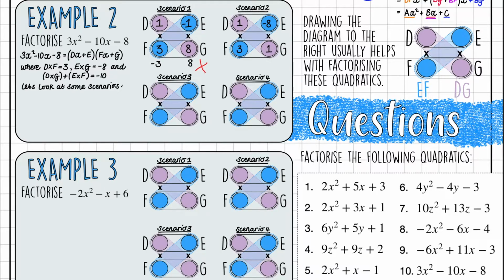Therefore, we have minus 8 and 1. So we've satisfied our first two rules. What about the third one? It's time to do the diagonals.